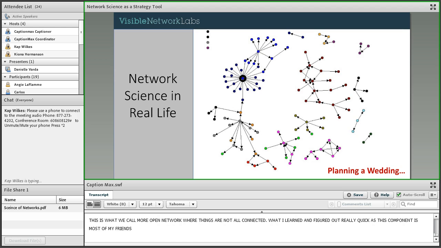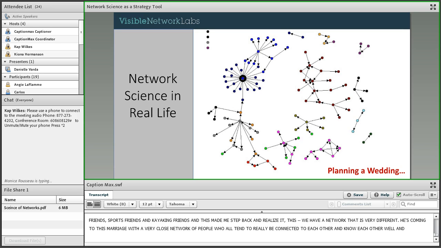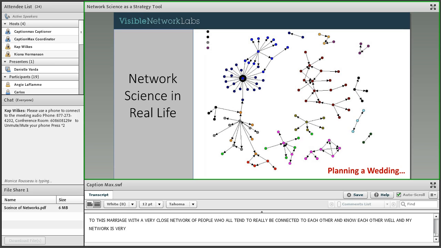And then this is my family, whoops, I just kind of gave one away, but so this is a component here. And this is what we call more open network, where things are not all connected. What I learned and figured out real quick was this component is most of my husband's friends and family, and they were all connected to each other. And over here is my family, high school or college friends, AmeriCorps friends, kayaking friends, and it just made me step back and realize, wow, we have networks that are very different.